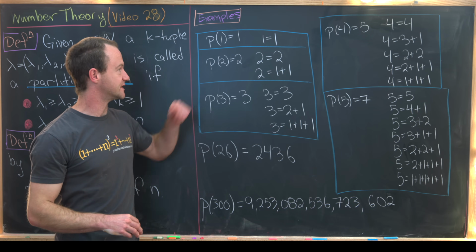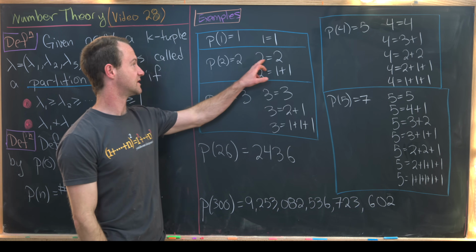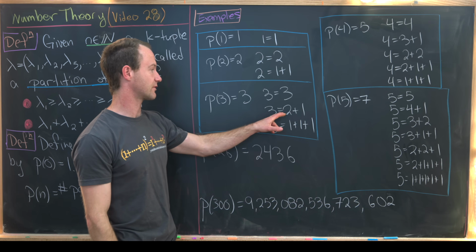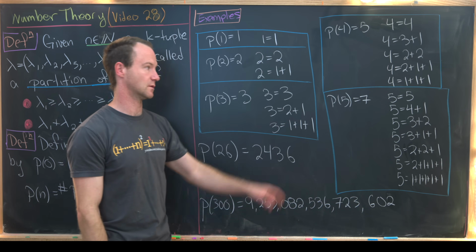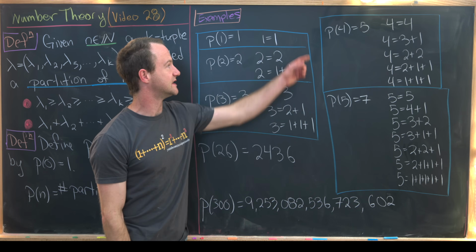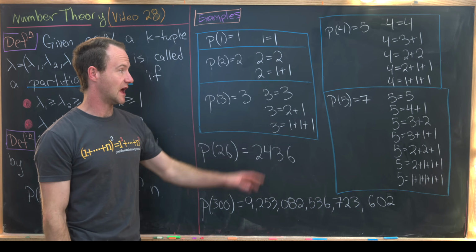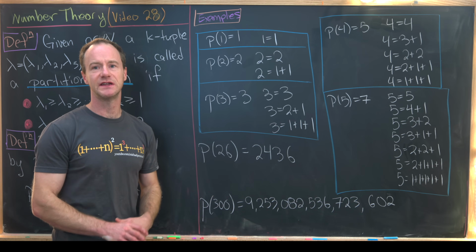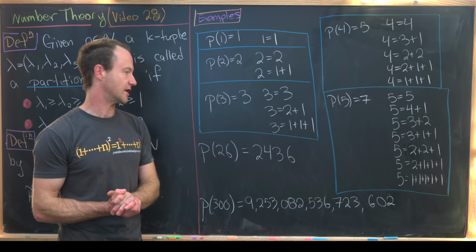And then p of 2 is 2. There are 2 partitions. There's 2 and 1 plus 1. P of 3 equals 3. So we've got 3, 2 plus 1, 1 plus 1 plus 1. And then as you can see, p of 4 is 5 and p of 5 is 7. So in fact, this number continues to grow very, very quickly.